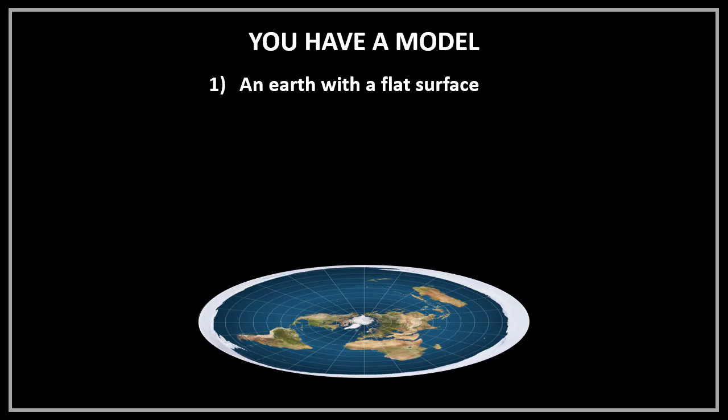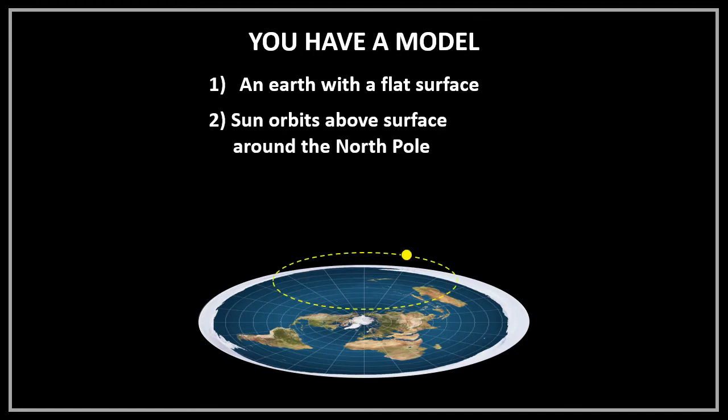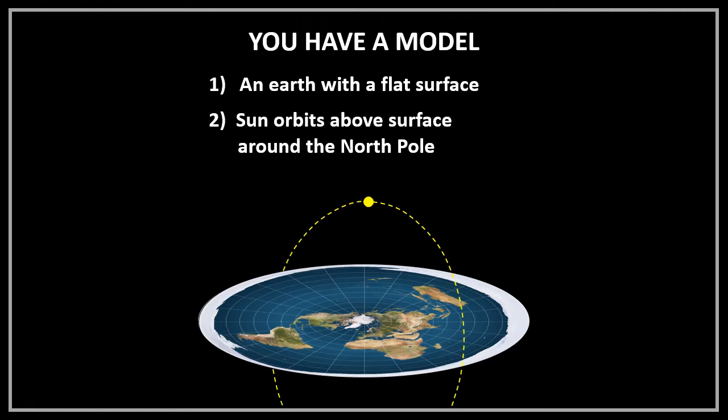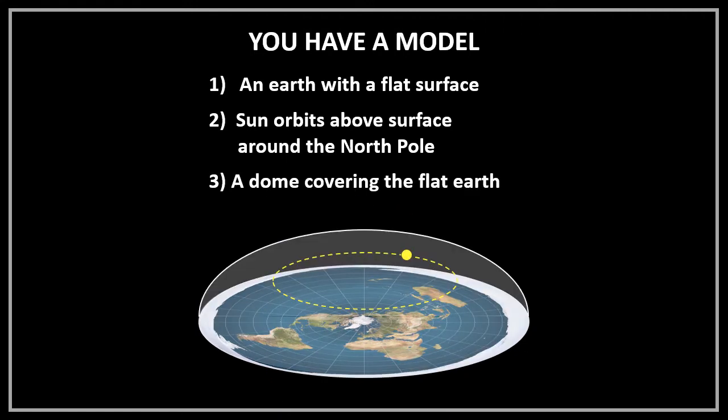Well, the reality is you do have a model because you claim you live on an Earth with a geometric shape of a flat surface. And you and other flat earthers also claim the sun orbits above the surface of that Earth around the North Pole. I mean, it's quite obvious that the sun could not orbit in this direction. And you even go as far as to claim that there is a dome covering the flat Earth, a dome that nobody has ever seen, based on your assumption that Boyle's law is proof of this.